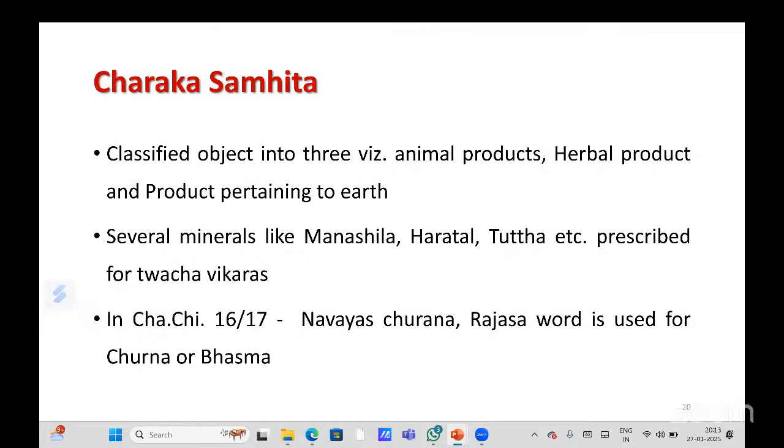Several minerals like Manashila, Haratala, and Tuttha are prescribed by Charaka Acharya for Twak Vikaras, or skin disorders. In Charaka Chikitsa, 16th chapter, we get one yoga, that is Navayasa Loha, Navayasa Churna. In that, the word Rajas is used for Loha Bhasma, Loha Churna. The powder of Loha is said to be Rajasaha.